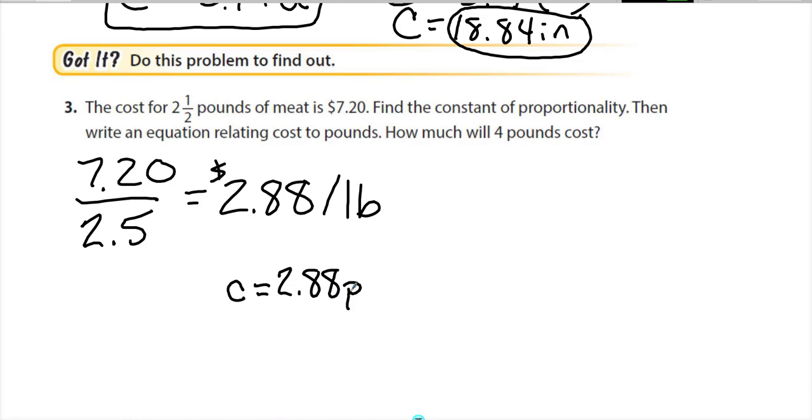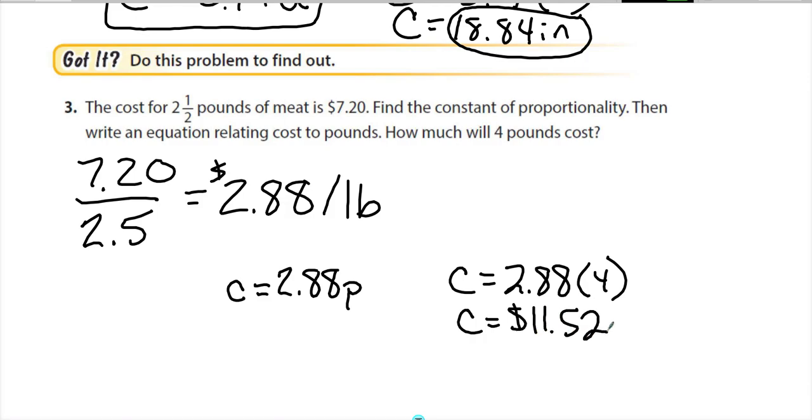Now we're going to use that equation to figure out how much it's going to cost for 4 pounds of meat. So let's say we're at the deli and we need to get some turkey for this weekend. Let's figure out what that would cost. If it's $2.88 per pound and we need to buy 4 pounds, then to find my cost, I would simply take $2.88 times the number of pounds, which is 4. $2.88 times 4, let's type that in. That's $11.52.